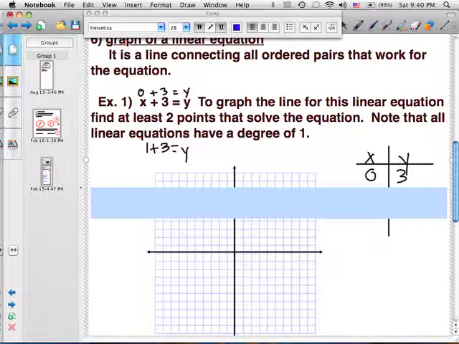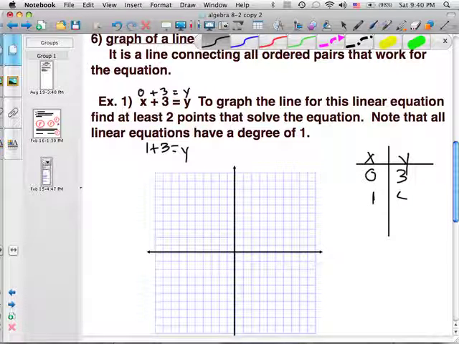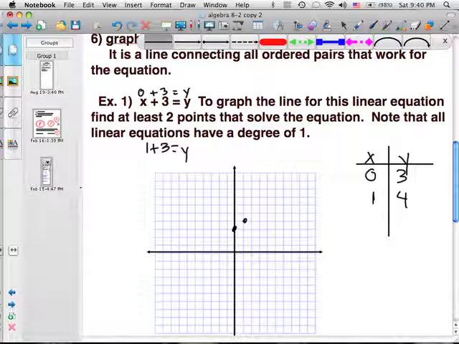So if I plot those points, x is 0, y is 3, would be here. x is 1, 1 to the right, 4 up, 1, 2, 3, 4. And then I would connect those points in a line.